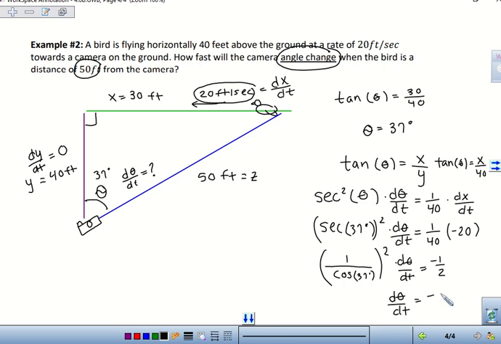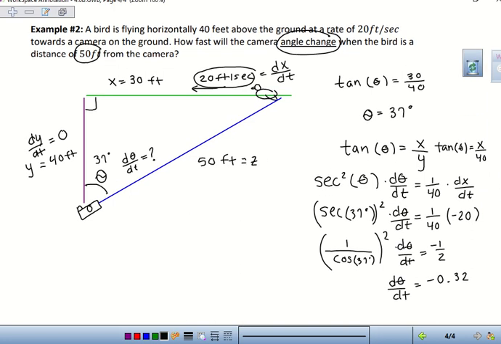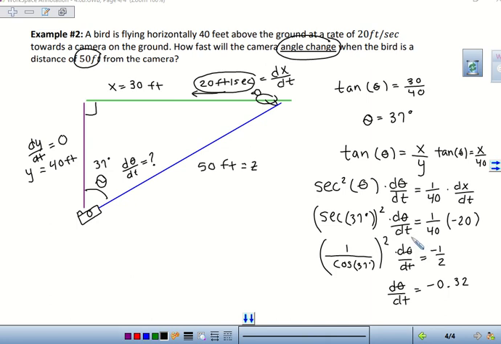And I got negative 0.32. And this is not going to be feet anymore, right? Because angles aren't measured in feet. So what is it going to be? Degrees per second. So while the seconds remain, degrees, or you could have done it in radians as well.